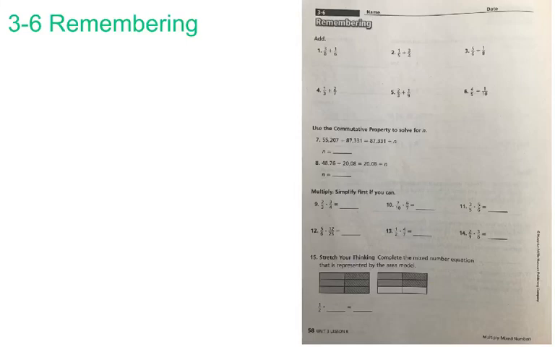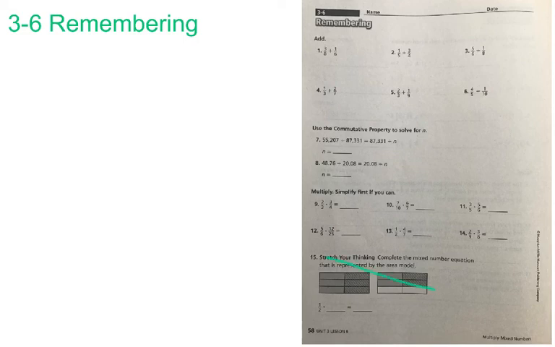Good morning, class. Today we are working on Math, Unit 3, Lesson 6, and we are on the remembering today. And today we're going to be adding fractions with unlike denominators. And remember, we have to get a common denominator. We are going to be using the commutative property to solve for the missing number n, in this case the variable n. We are also going to be multiplying fractions and simplifying first when you can.